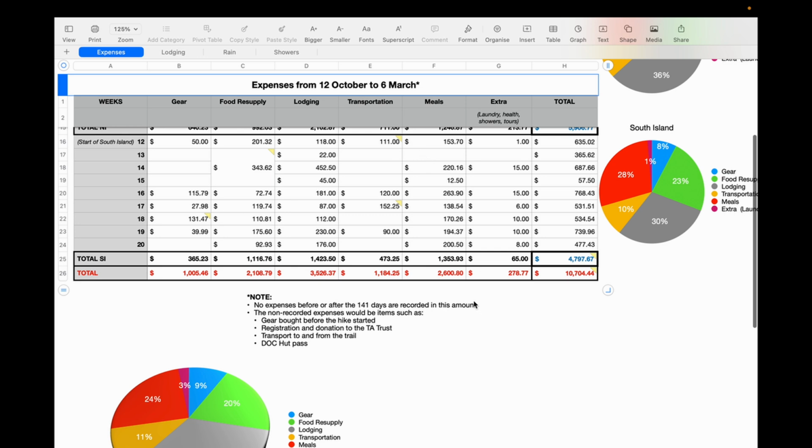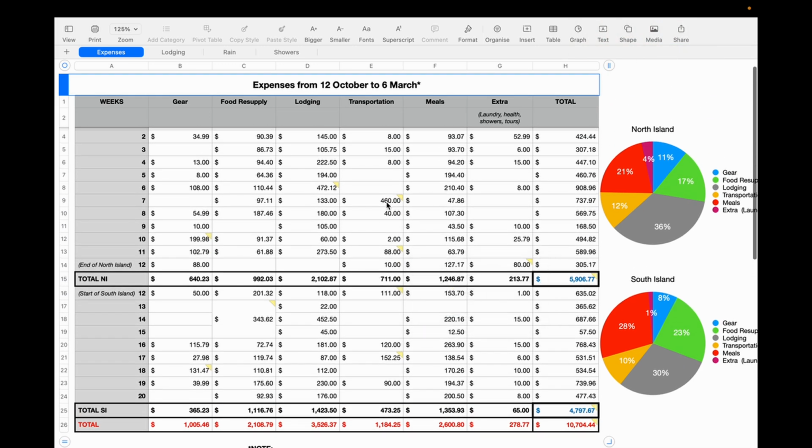And then also the meals. I spent a lot of money. When I get into town, I mean, you can go a cheap route, but I was looking for burgers and pizzas and, you know, pies and all kinds of stuff. But if you're on a tighter budget, that's another area where you can save a lot of money.